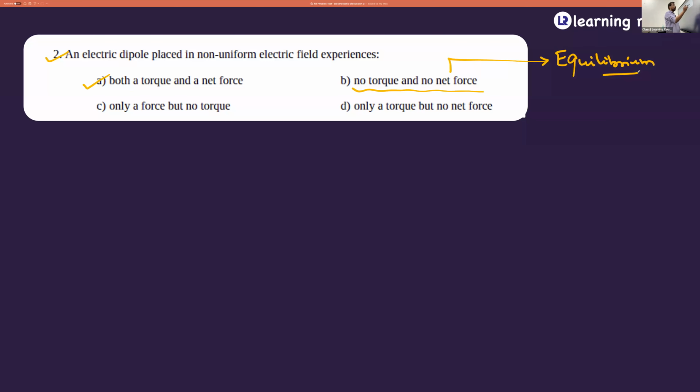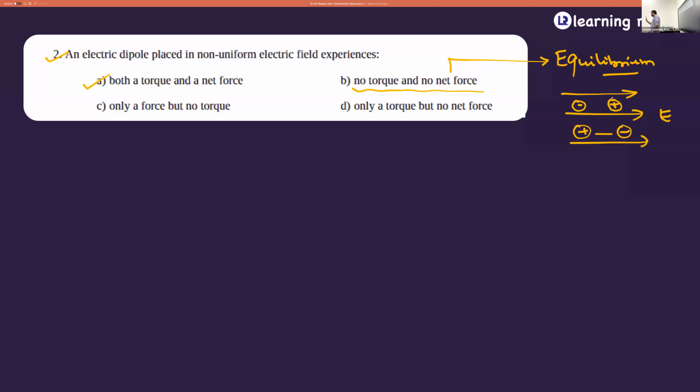So for this kind of a thing to happen, the question should have been something like this. In a uniform electric field, the dipole should have been placed with a positive charge here, negative charge here, or negative charge here, positive charge here. Because this situation describes only equilibrium. It is not speaking about stable or unstable equilibrium. I'm stressing on this point again and again. You will get a question for sure based on that concept of stable or unstable equilibrium. It is very, very important.